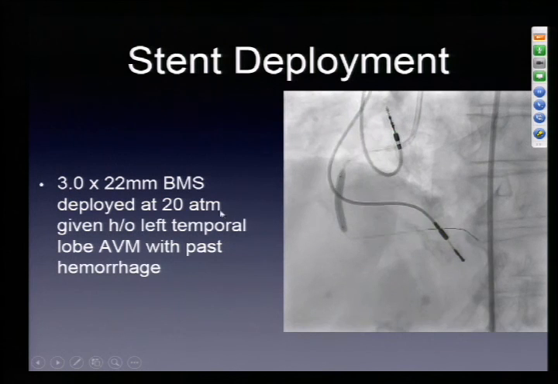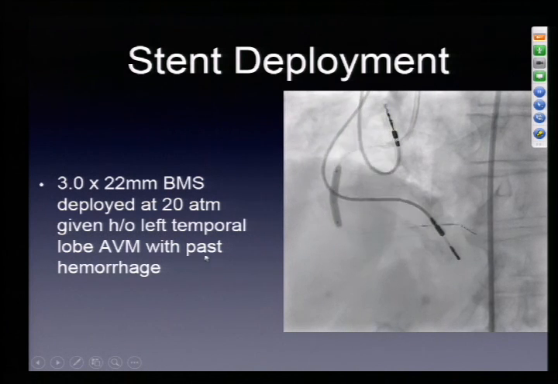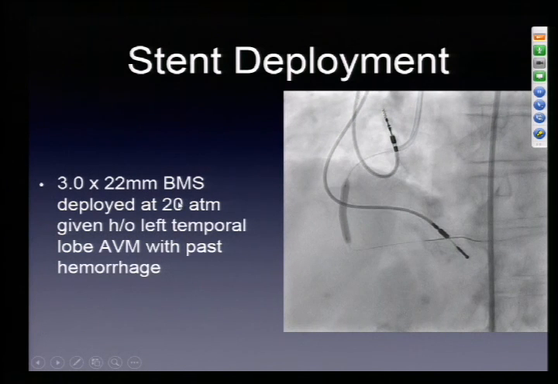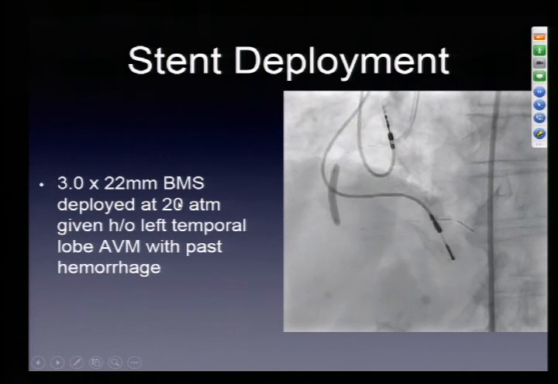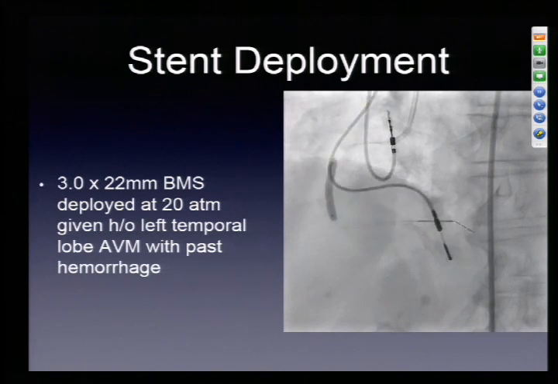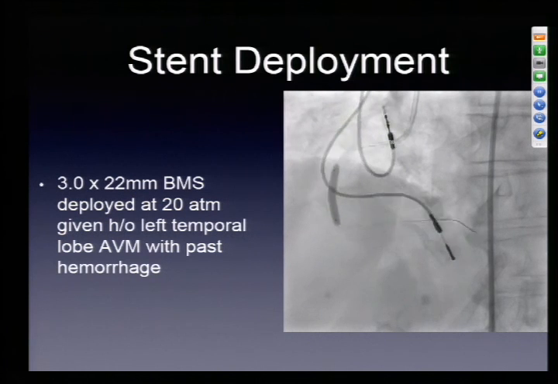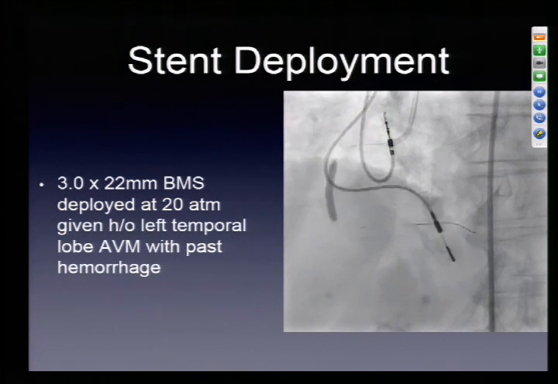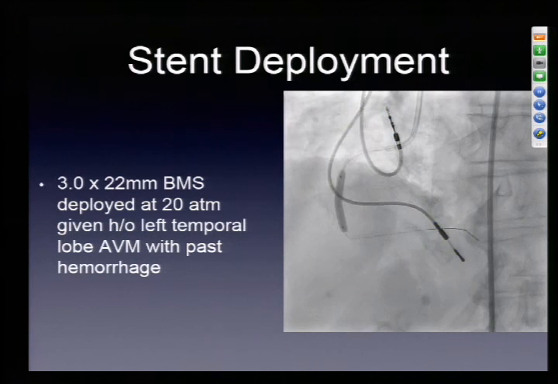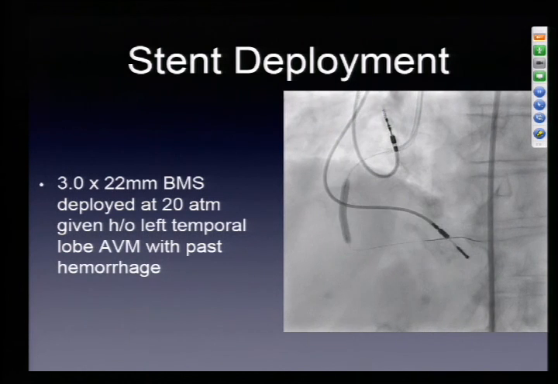So next, we just deployed a bare metal stent. She had a history of a left temporal AVM with hemorrhage into her brain. So we wanted to use a bare metal stent so we could limit the duration of dual antiplatelet therapy. One of the most important things we decide before we do the case is whether they're going to have surgery or if they have bleeding problems, which may limit the duration of when they can be on aspirin and Plavix or Brilinta or those related medicines, because there's a higher bleeding risk when you're on both of those.